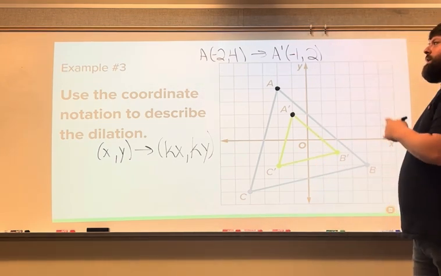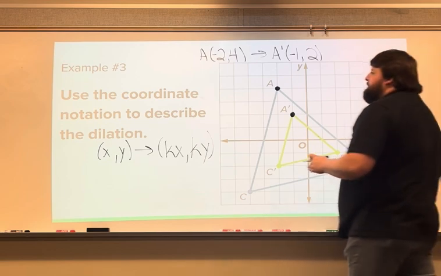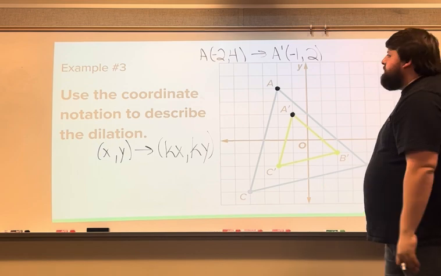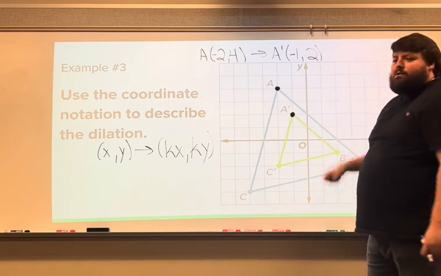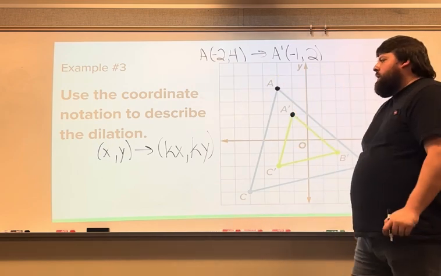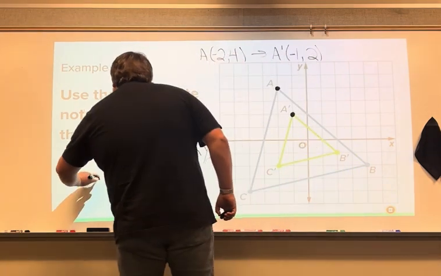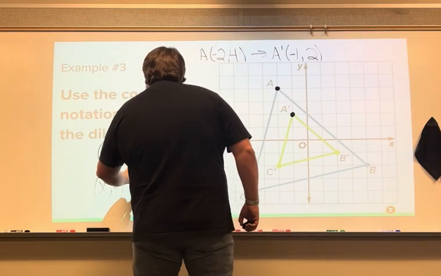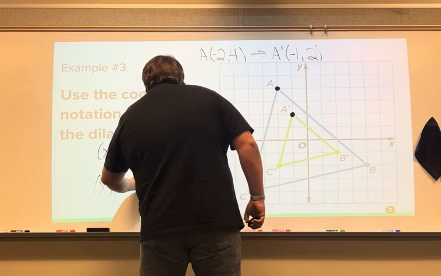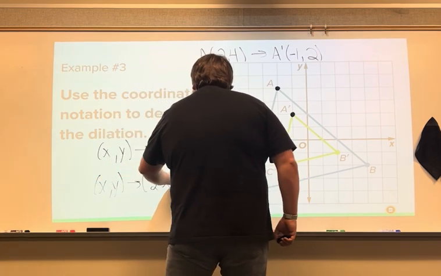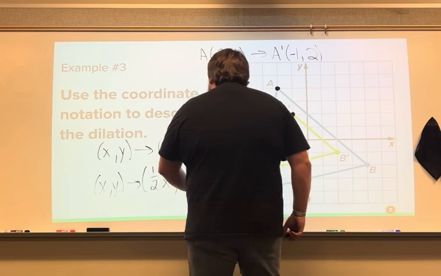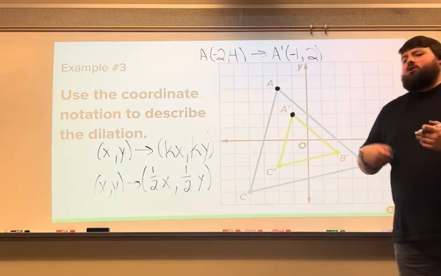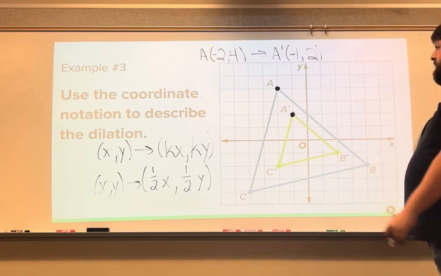So if we look at this, -2, 4 becomes -1, 2. If I look at each of those numbers, I look at my x values. -2 goes to -1. -1 is half of -2. 4 goes to 2. 2 is half of 4. So I'm going to take x, y, and it's going to go to 1/2 x, 1/2 y. Okay? So essentially what I'm saying is my scale factor is 1/2. All right?